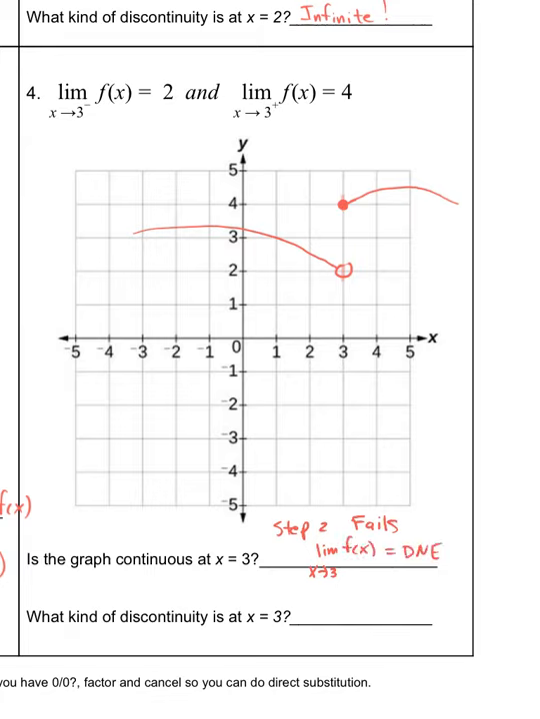Bad date. Okay, what kind of discontinuity is at 3? This is where there's a step, or it's also called a jump. You can use either one. It is a step or a jump.